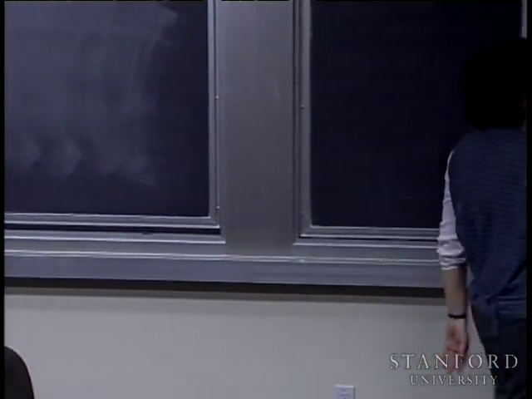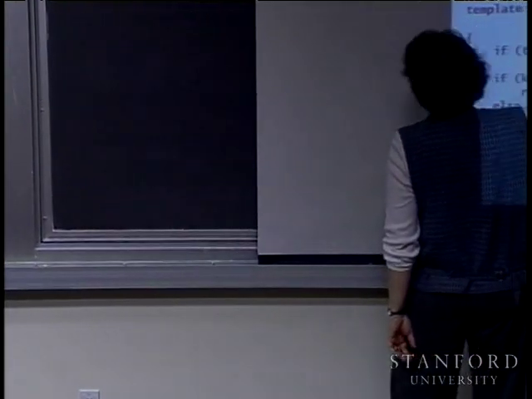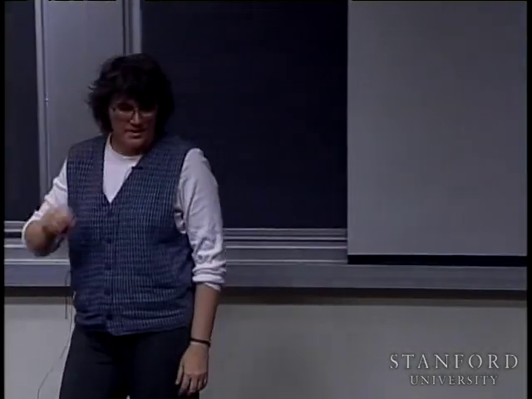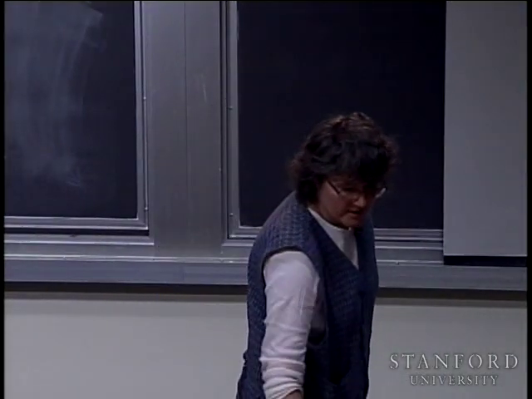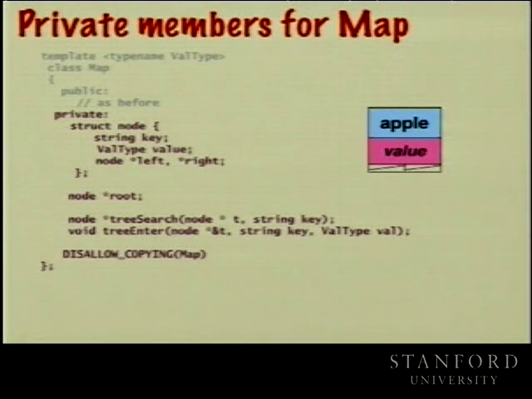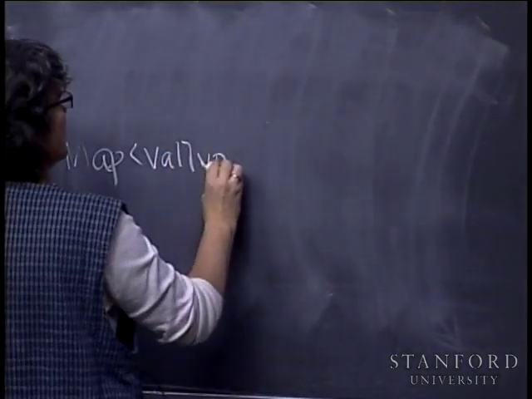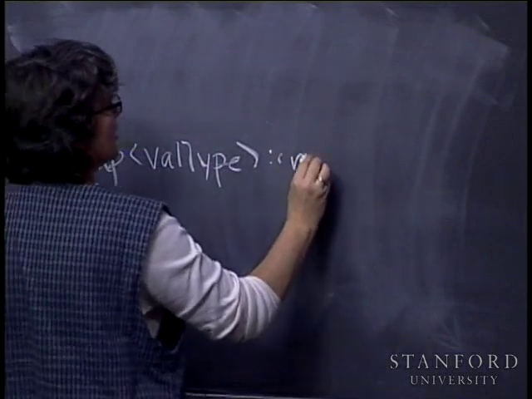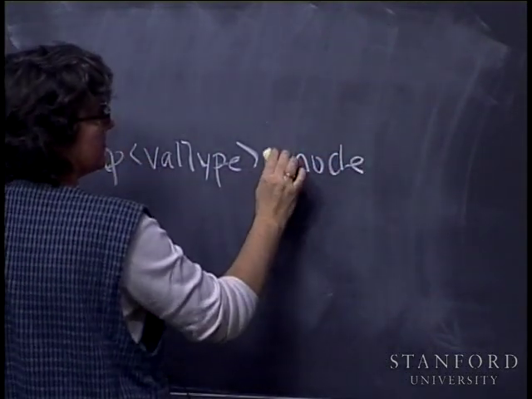Okay, so let's talk about this return type coming out of the function. So let's go back to this for a second. That node is defined as a private member of the map class. So node is actually not a global type. It does not exist outside of the map class. Its real name is map val type :: node. That's its full name, right?